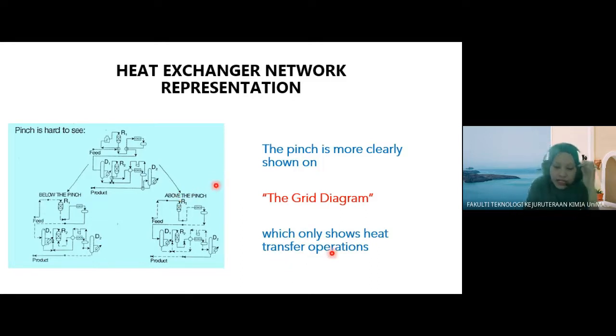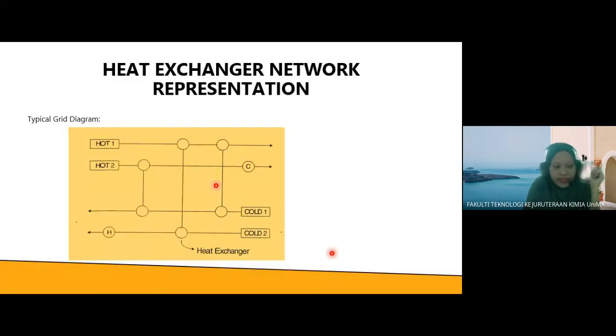So what is the grid diagram? This is a typical grid diagram. You have hot streams, followed by cold streams below. You have cold streams and hot streams, and then what is this, like a dumbbell? This is your heat exchanger, where it exchanges heat between two streams, from hot to cold stream. You also have the cooler above the pinch, and the heater below the pinch.